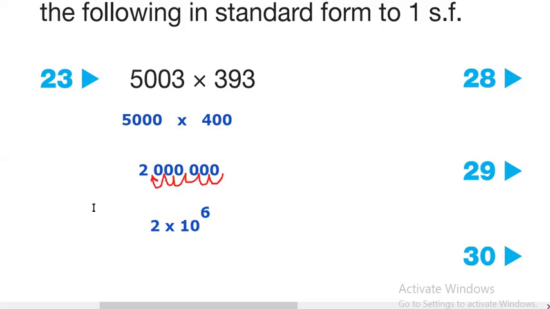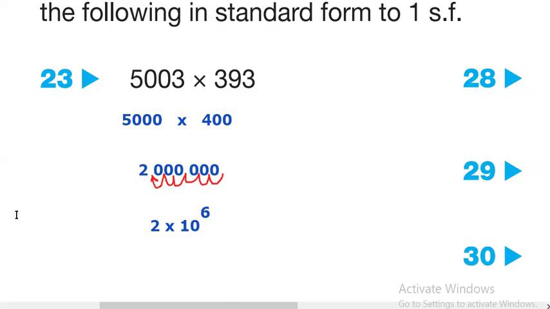So this is the final estimate in standard form, one significant figure, I'm sorry, one significant figure. So this is the standard form estimate in one significant figure. So as I said, you can estimate these, find the estimates or round them, and then multiply them and then turn it into standard form. So the first one is 2 times 10 power of 6.